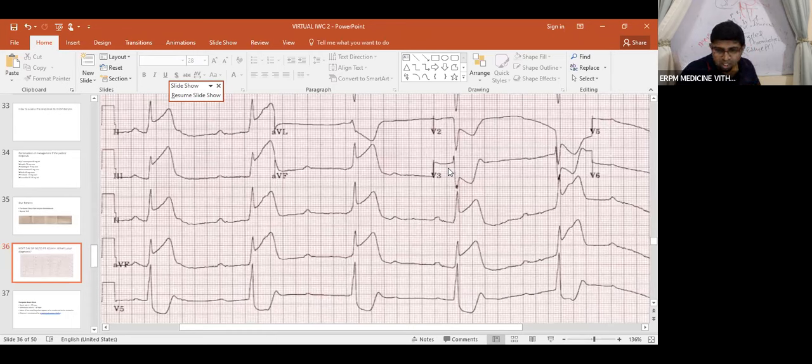How to calculate the heart rate: look here. This is the R wave. Yes or no? This is an R wave. This is another R wave. So what do you call these intervals? Between two R waves, what do you call this interval? RR interval.